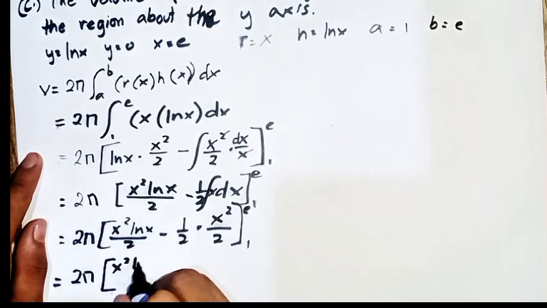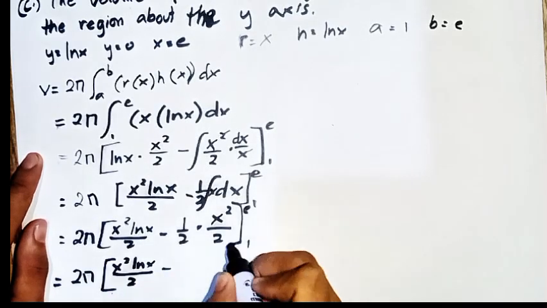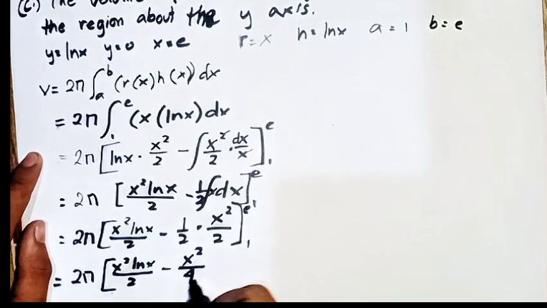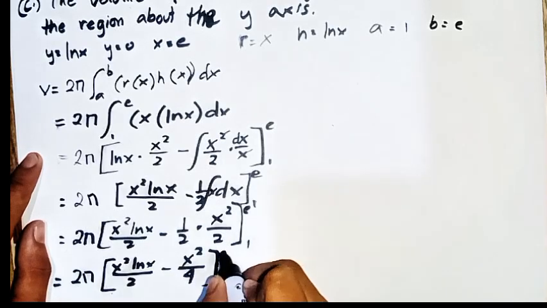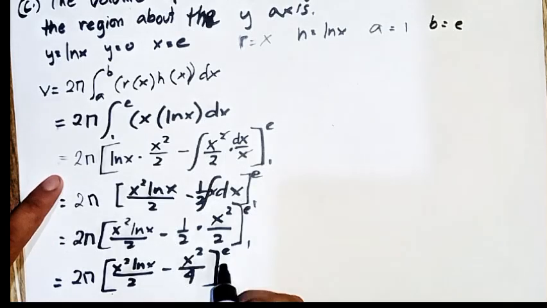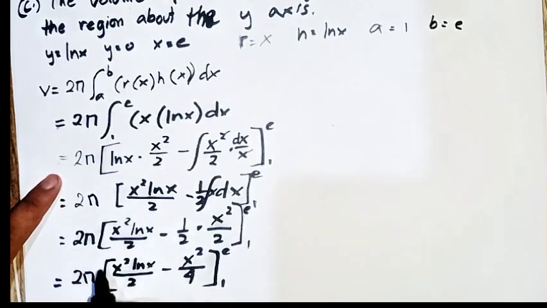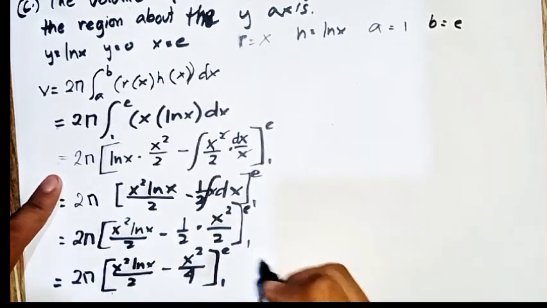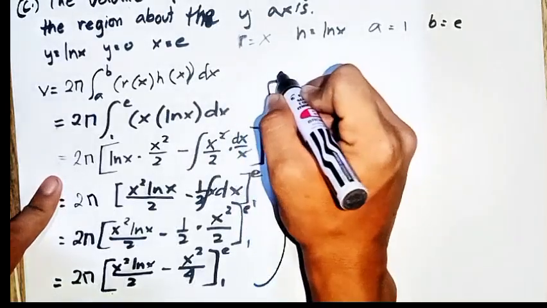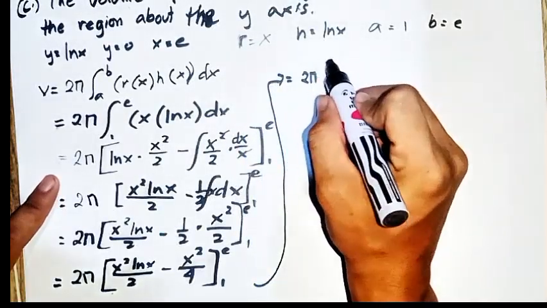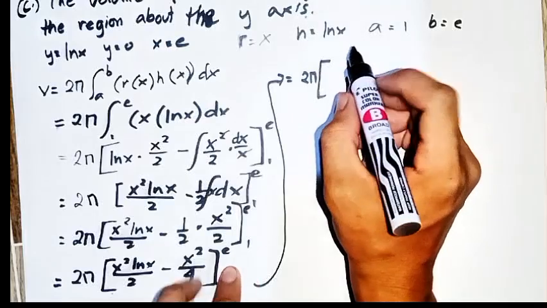x squared ln x over 2 minus 1/2 times x squared over 2, which is x squared over 4, from 1 to e. Now let's substitute our upper limit minus the lower limit into this expression. So copy the 2 pi. Now let's start with our upper limit, which is e.